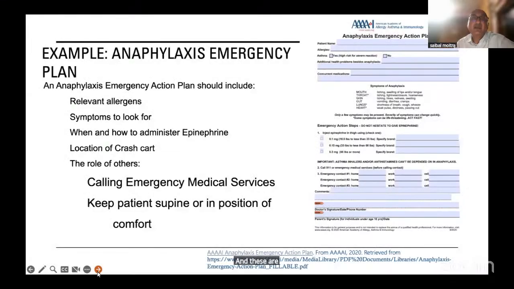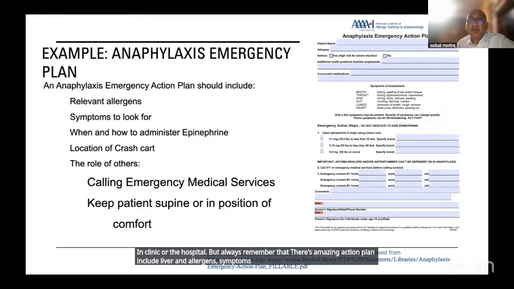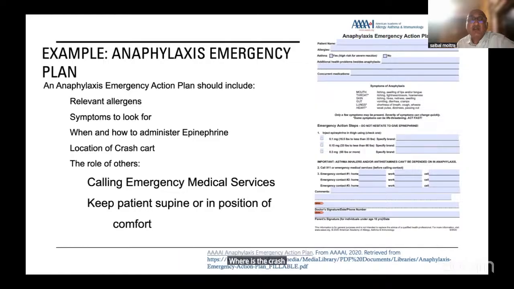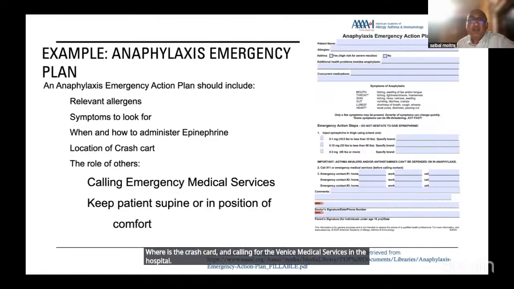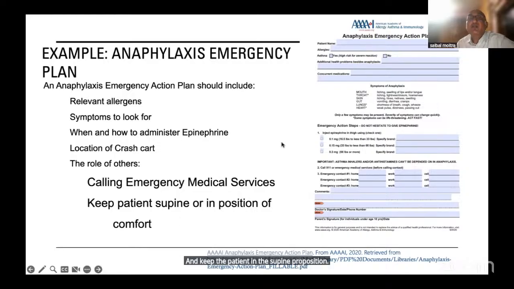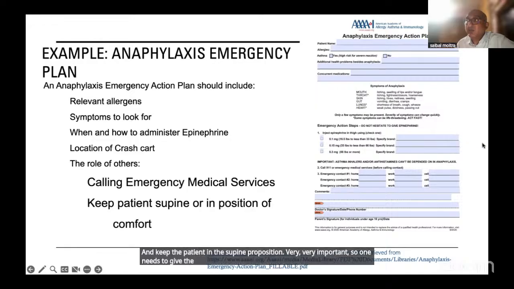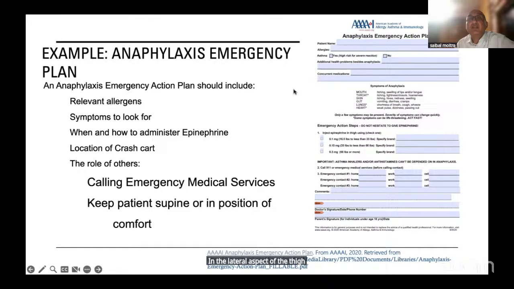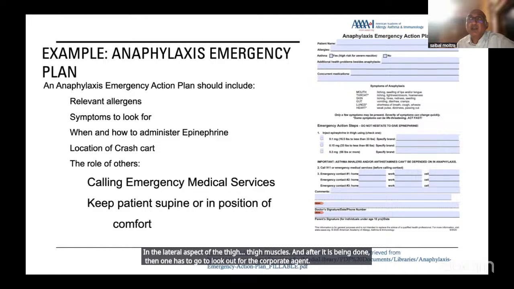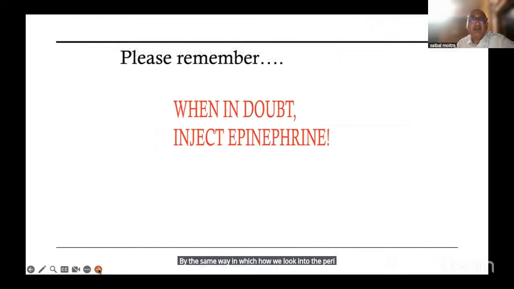These are the various anaphylaxis emergency plans. This is one template given by QuadAI, the anaphylaxis emergency action plan. One can modify it and use it in their own clinic or hospital. But always remember that this emergency action plan includes relevant allergens, symptoms, when and how to administer the adrenaline, where the crash card is, calling for emergency medical services in the hospital, and keeping the patient in the supine position. Very, very important. One needs to give the injection intramuscularly in the lateral aspect of the thigh. After it is done, one has to look out for the culprit agent in the same way as we look into perioperative anaphylaxis.